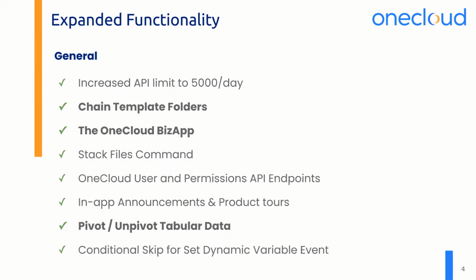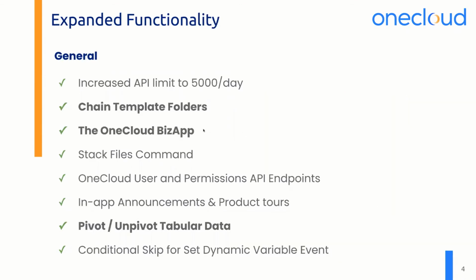Lastly, I'd like to highlight our pivot and unpivot tabular data command. As you're moving data between your different systems, a lot of times you might have it in a format that's not compatible with your target system or coming out of the source system in a way that you need to pivot that data. And these two commands are going to allow you to create those pivot tables and aggregate data within the Tabular Transformations Biz App.